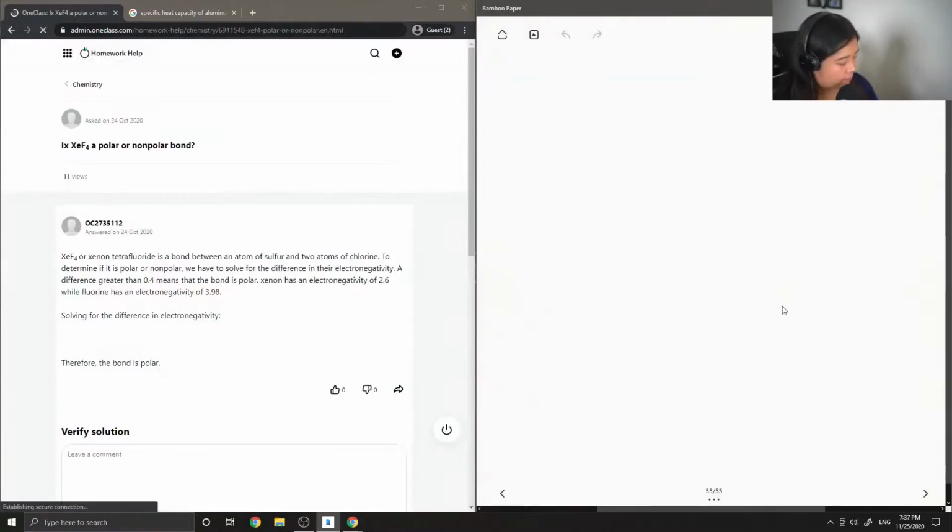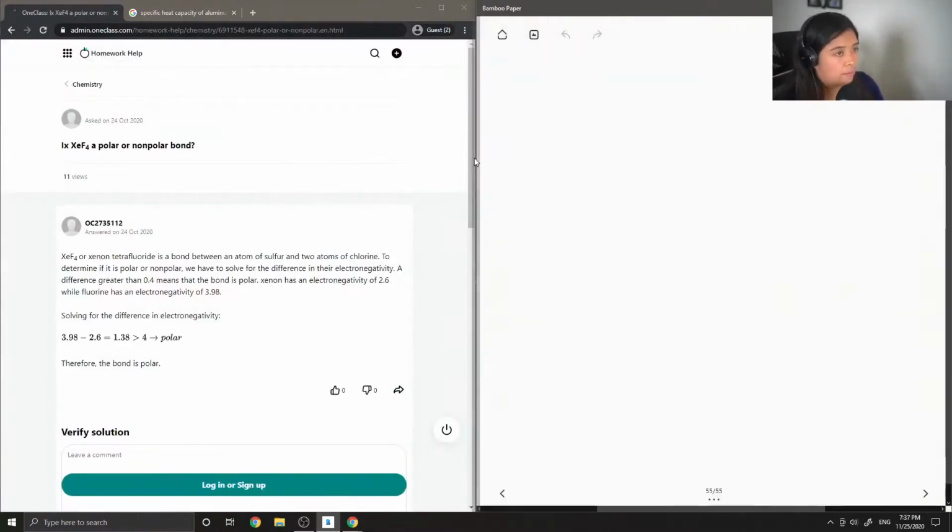And number 7: is xenon tetrafluoride a polar or nonpolar bond? So first, to answer this question, we would need the electronegativity values of both xenon and fluorine. So I am going to look these values up.